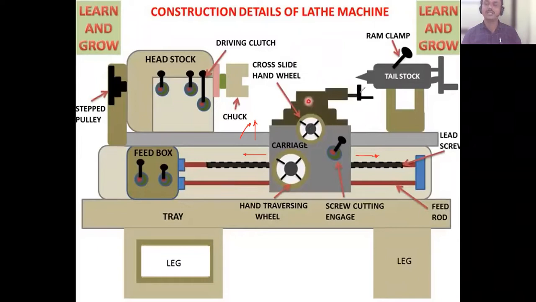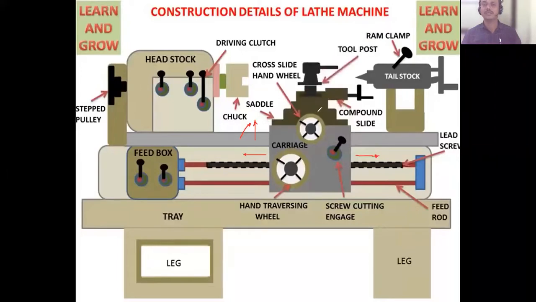This compound rest is used to rest the tool holder here and to perform operations like taper turning. Here we can give some angle for taper turning. This one is the tool post. The function of the tool post is to hold the tool here. Here we can mount the tool, or towards this side also. So this is the function of the tool post.